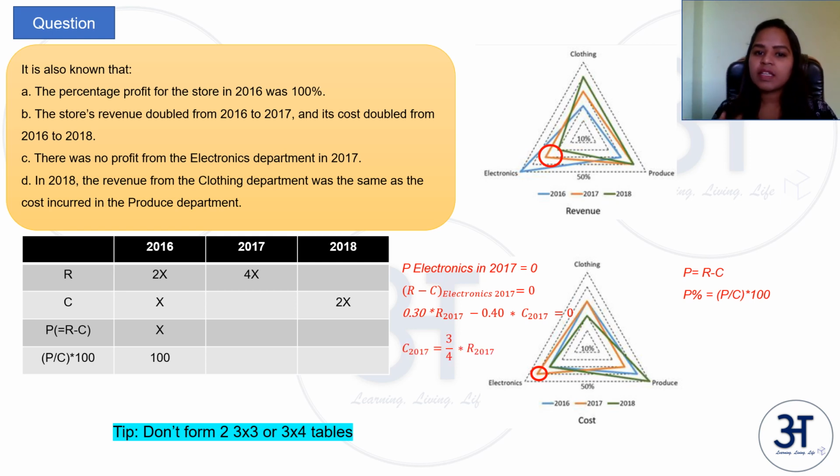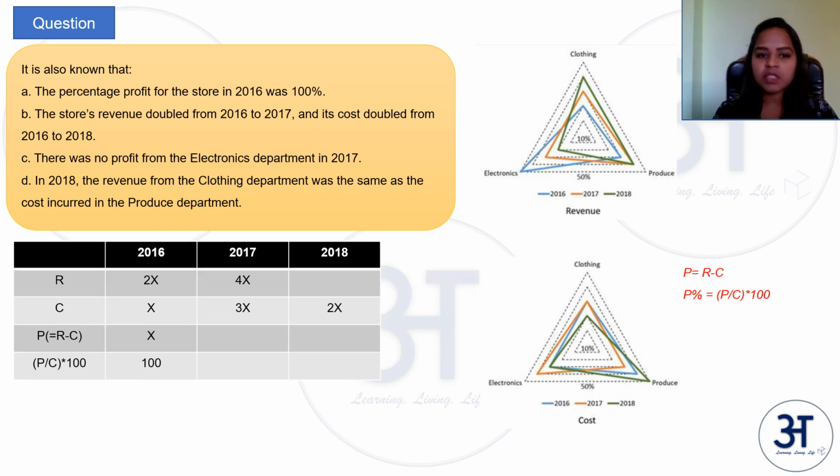So from this we can get a cost of 2017 is 3/4 of revenue of 2017. So we know that revenue of 2017 is 4x, so cost of 2017 will be 3x. Once you get this, profit is revenue minus cost, so it must be x. And the profit percent is profit by cost into 100, so that is 33.33. Now let's move to the last point.